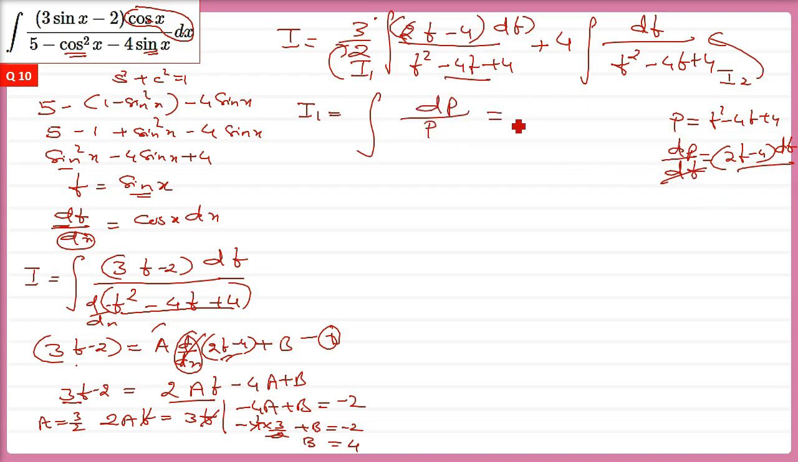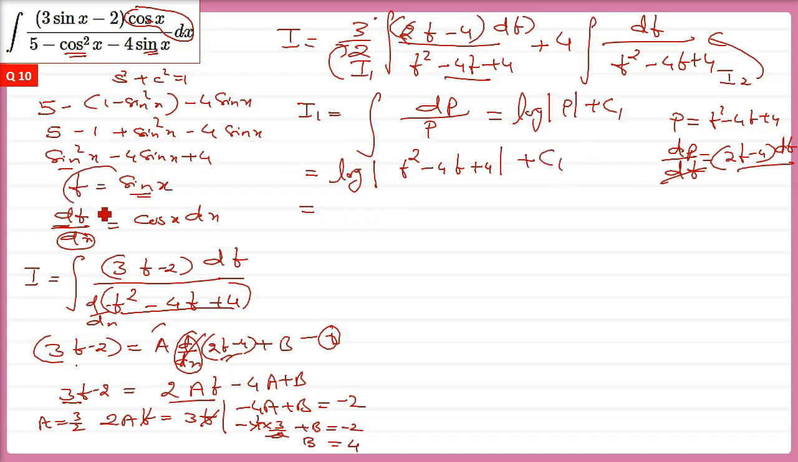So dp by p is a log modulus of p plus constant of integration. What is p here? We took p as t square minus 4t plus 4. So let me write it, t square minus 4t plus 4 plus constant of integration. Let's call it as c1. Now t was sin x. We took t as sin x. So it will be log, 3 by 2, I am not taking it because we have finally arrived at the I1 solution.